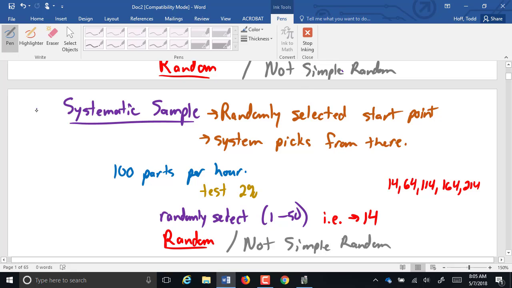This is probably the most common one used in manufacturing, by the way, a systematic sample. They randomly choose a starting point. Now again, you do have to determine whether your machines have a warm-up period, and you have to exclude that warm-up period before you get your starting point.